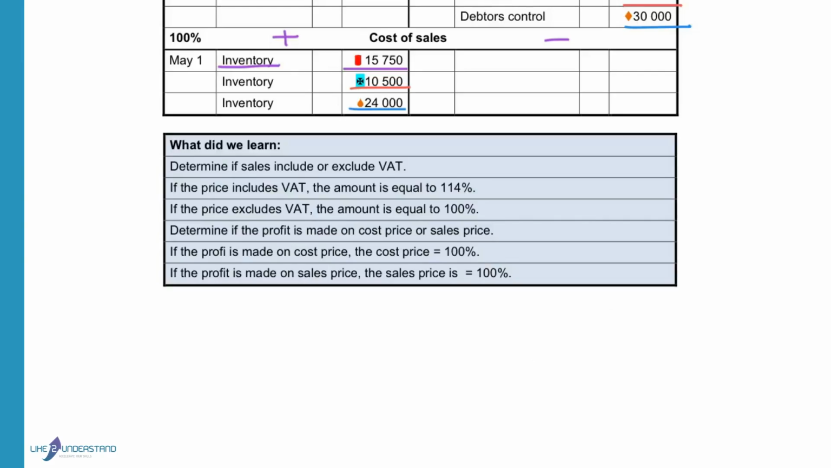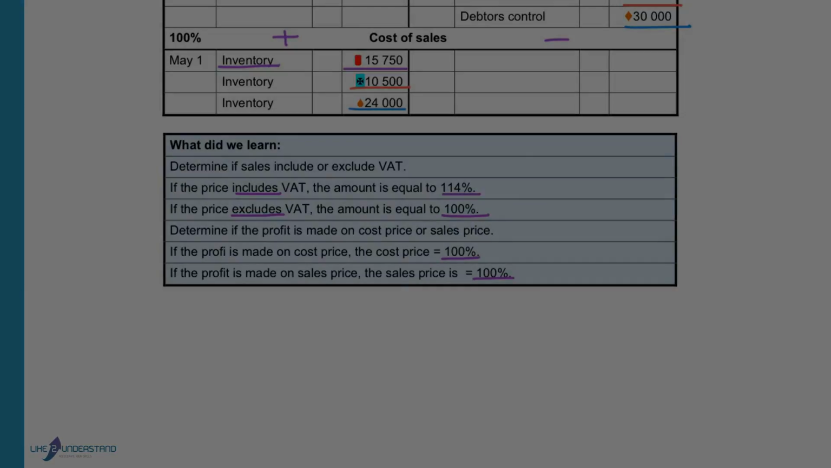What did we learn? Determine if the sales price includes VAT or not. If the price includes the VAT, then the amount is equal to 114%. If the price excludes VAT, then the amount is equal to 100%. Determine if the profit is made on cost price or sales price. If the profit is made on cost price, then the cost price equals 100%. If the profit is made on sales price, the sales price equals 100%.